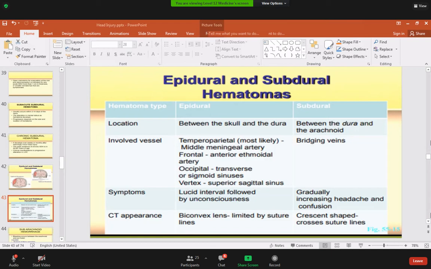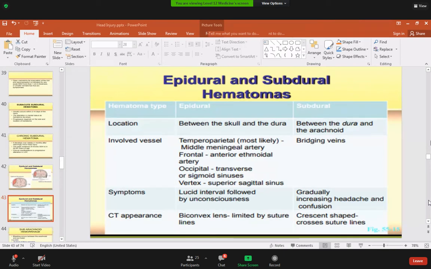Patient initially having mild symptoms, and with the passage of time, the symptoms are getting worse and worse. CT appearance: biconvex appearance in epidural and crescent-shaped appearance in the subdural hematoma. So the clinical presentation of the patient can tell you even what is the type of the injury inside.